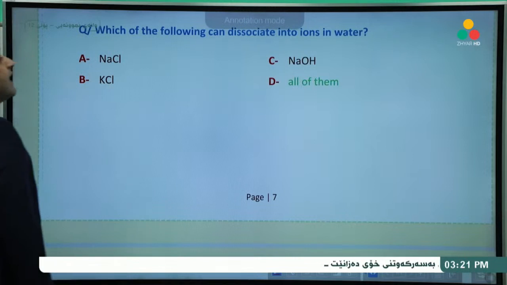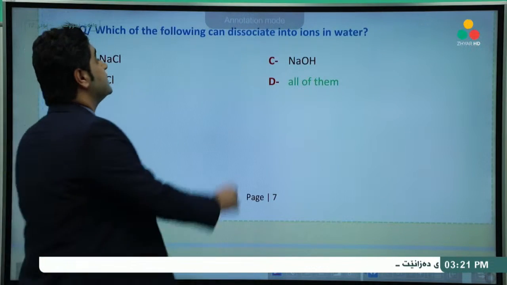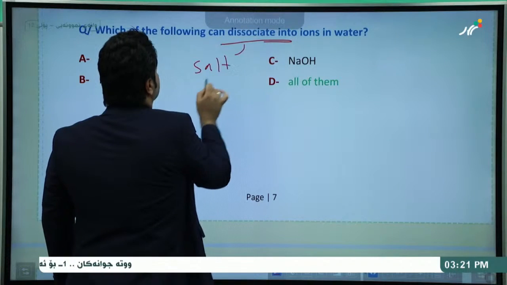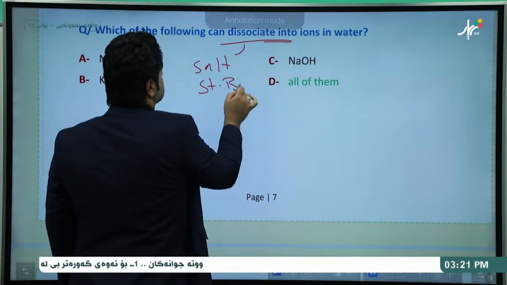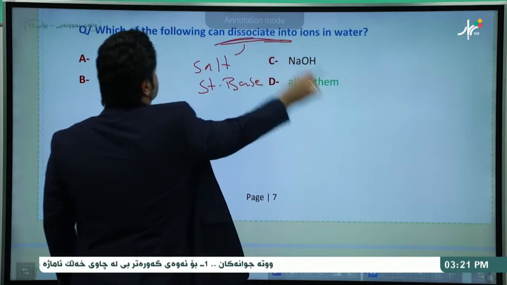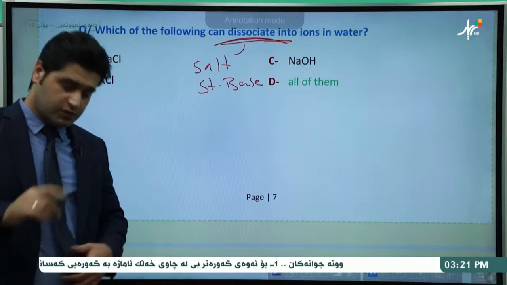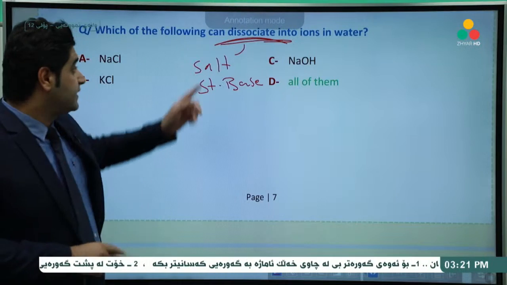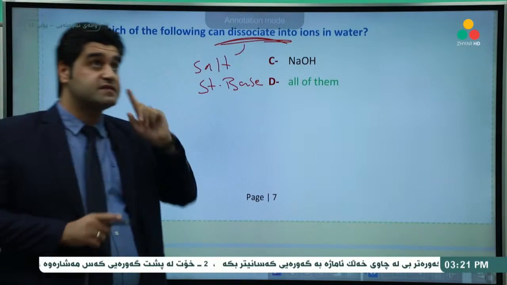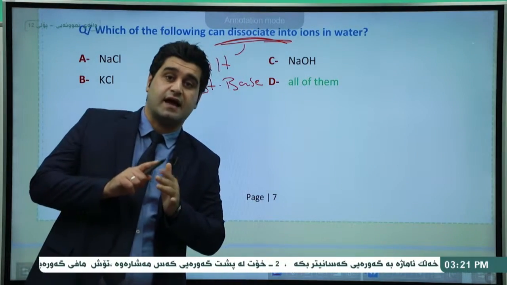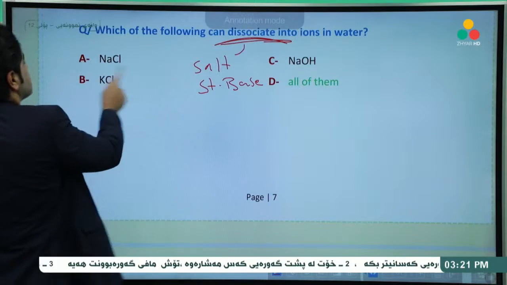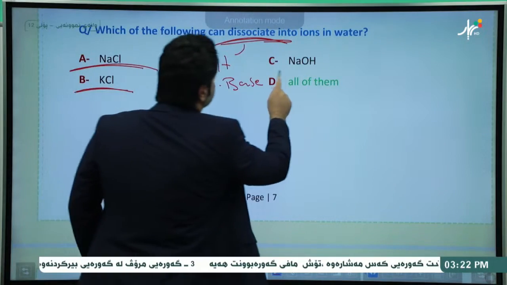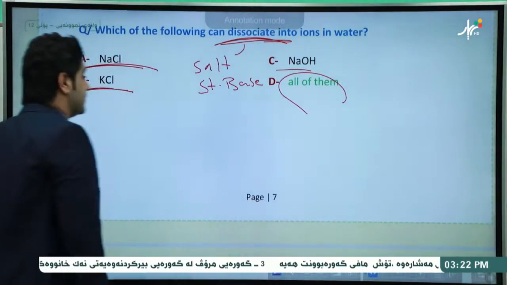Which of the following can dissociate in water? Oh, can dissociate in water. So we should have a salt or strong base. Because dissociation is for ionic compounds, salt and strong base. But if it said ionize, this is for strong acid, weak acid and weak base. Okay, this is a strong base. This is a salt, this is a strong base. So all of them are correct answers.